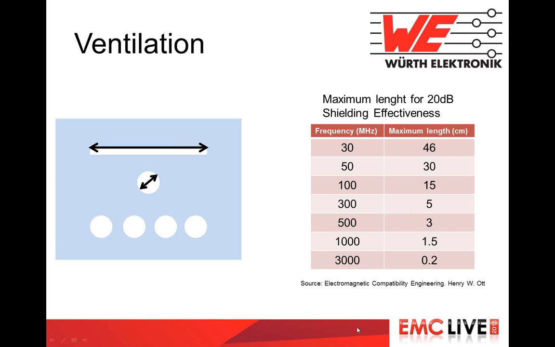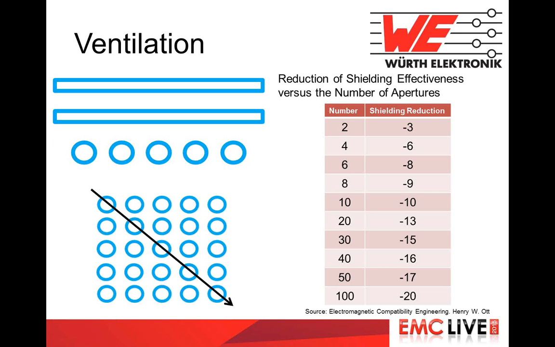Here we have a table that I took from the book Electromagnetic Compatibility Engineering by Ott, to give us an idea of how, by playing with the length of our ventilation apertures, we can have good shielding at different frequencies. For higher frequencies, we will need small holes. For lower frequencies, we can have bigger holes. As I said, when we use many holes, the problem is that the electrons will divert in more places, so the shielding effectiveness will be reduced. From the same source, here is an overview of how the number of holes affects our shielding effectiveness.